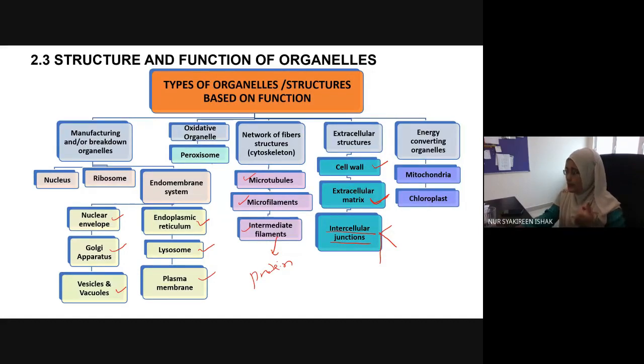Desmosome, for example. And then the next one, you have the mitochondria and the chloroplast. They are energy converting organelles. The chloroplast carries out photosynthesis, so it converts light energy into chemical energy, which is the ATP. The mitochondria convert chemical energy from glucose into another form of chemical energy, which is ATP.